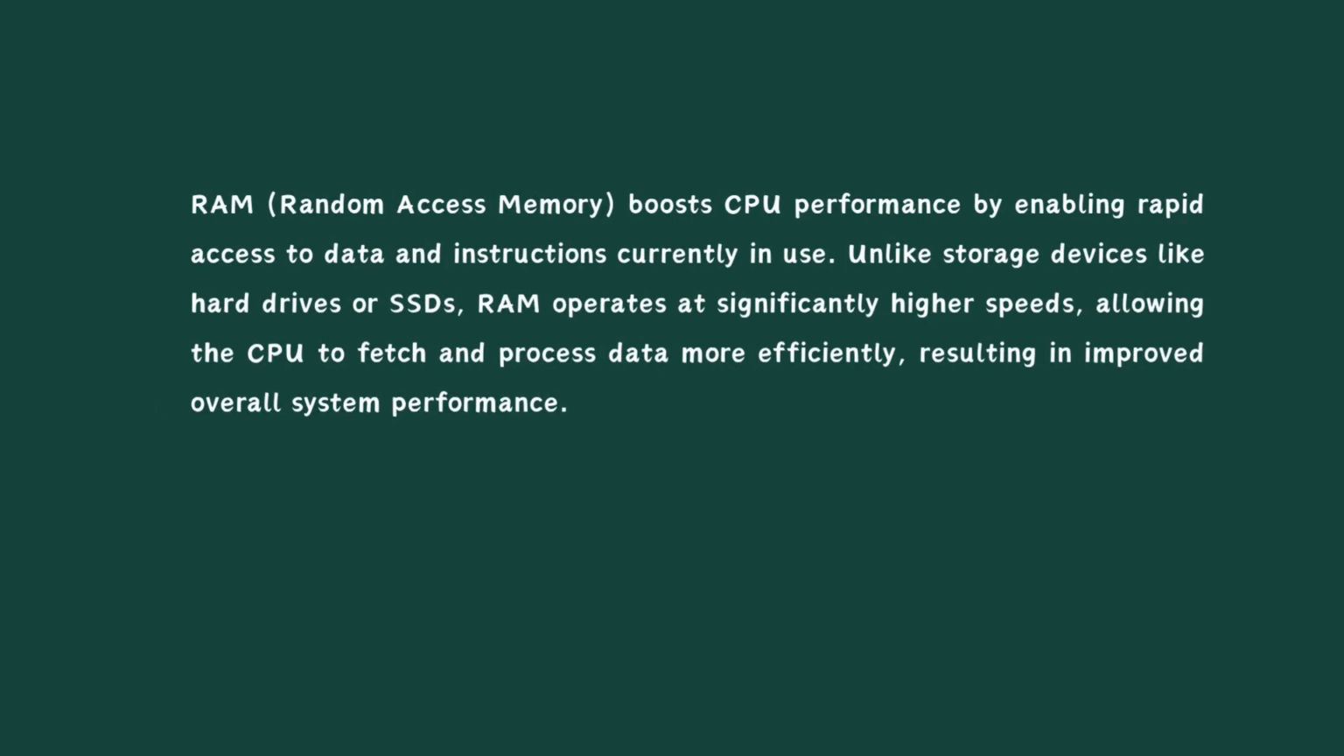RAM, Random Access Memory, boosts CPU performance by enabling rapid access to data and instructions currently in use. Unlike storage devices like hard drives or SSDs, RAM operates at significantly higher speeds, allowing the CPU to fetch and process data more efficiently, resulting in improved overall system performance.